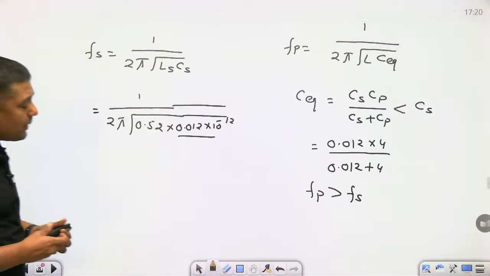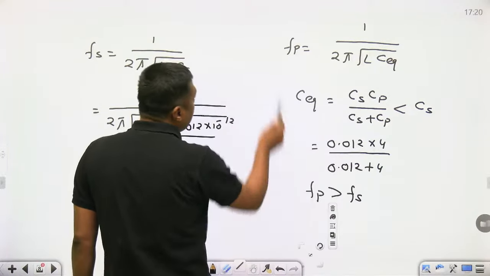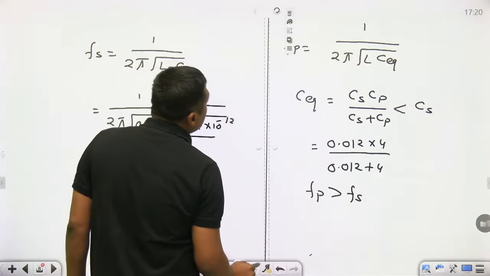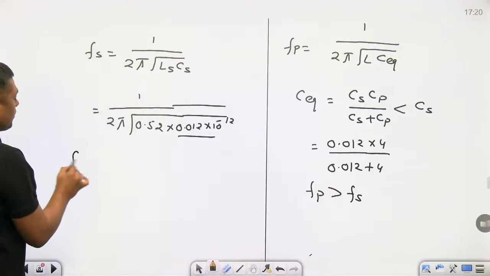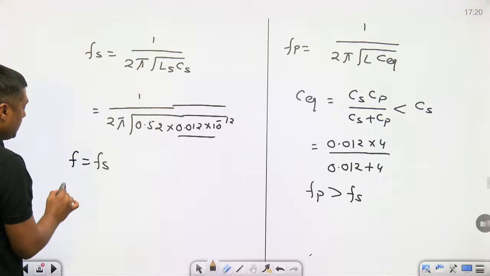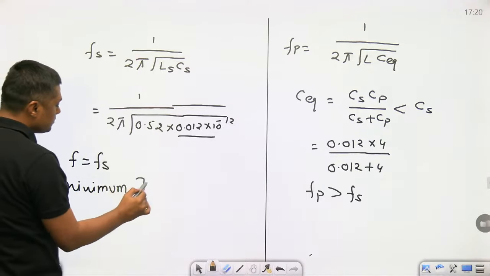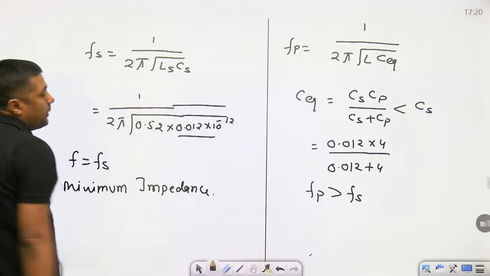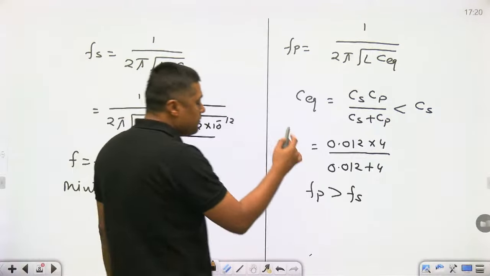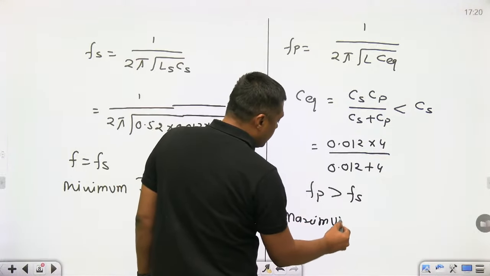I am not talking about the series or parallel connection of the capacitor. I am just talking about the parallel resonance frequency and series resonance frequency. At the series resonance frequency, you will get minimum impedance, and at parallel resonance frequency, you will get maximum impedance.